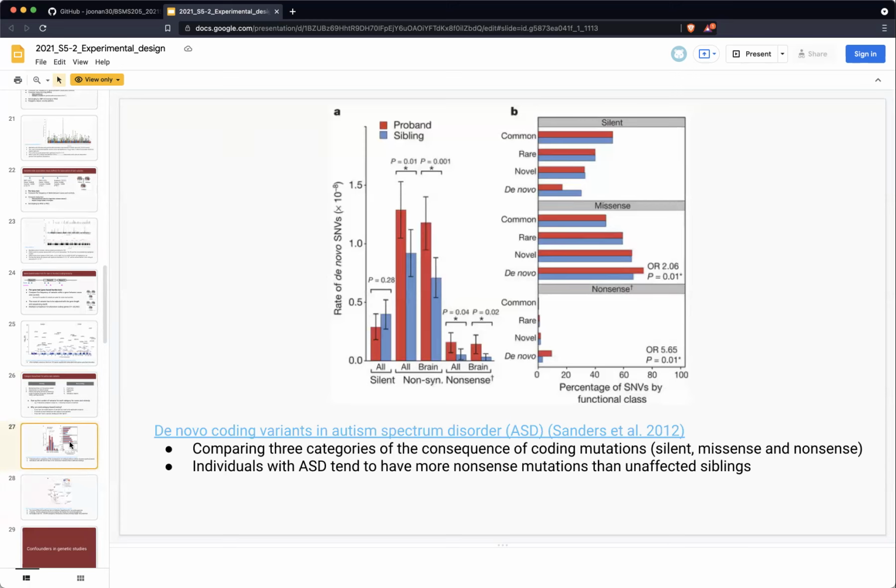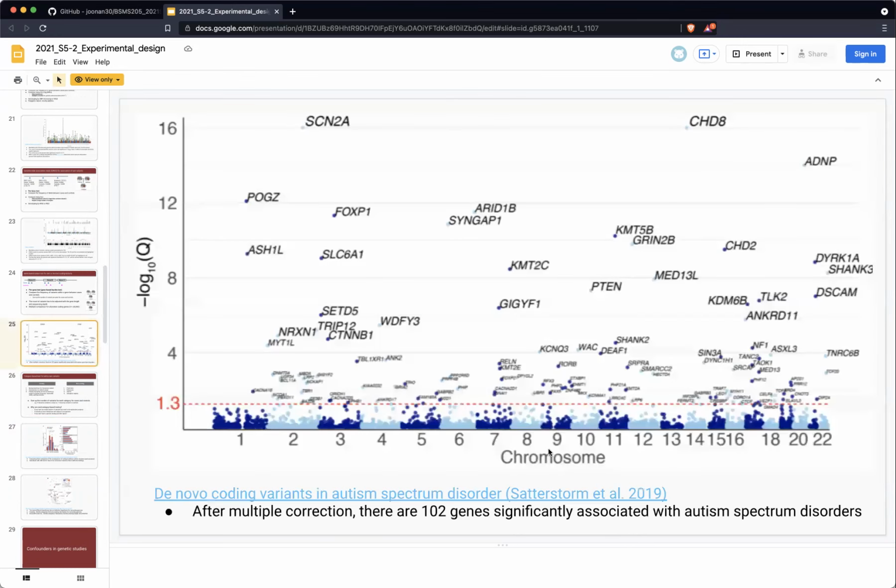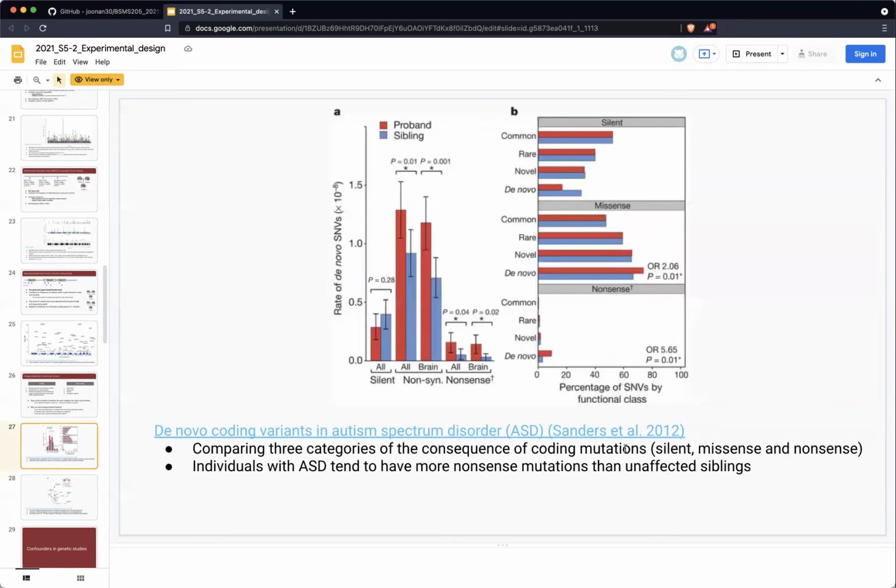So this study is from 2012, compared to this study from 2019. So it's 7 years ago. This 2012 paper is one of the revolutionized papers in the genomics field, because this is the first large-scale genomic research, not just autism, in other human disorders as well. And what they found is a strong association of the de novo mutation, especially nonsense mutation.